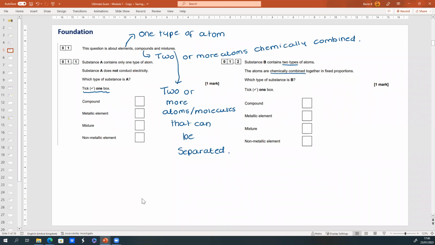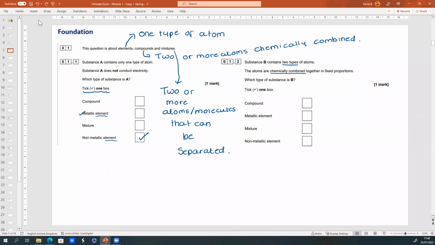Okay, so substance A is one type of atom and it says it does not conduct electricity. Well, if it's one type of atom, it's going to be an element. So it's brought it down to these two, and it does not conduct electricity. Metals do conduct, and the non-metal does not conduct. If you make a mistake, so if you tick a box and decide you don't want that one, make it really clear that that is not what you are doing.